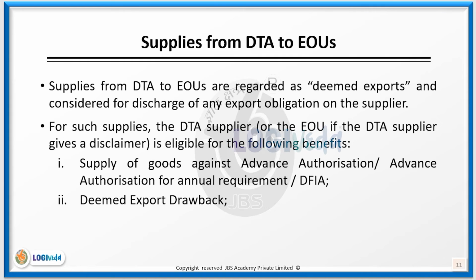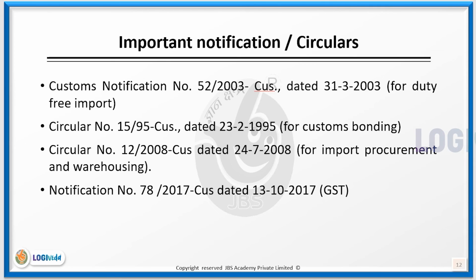EOUs can supply their goods to the DTA area, which is the domestic tariff area. Supplies from the domestic tariff area to an EOU are regarded as deemed exports and considered for discharge of any export obligation on the supplier. For such suppliers, DTA supplies can also be eligible. Supply of goods against advance authorization can also be possible. And exporters need to keep themselves updated on notifications according to import procurement, warehouse and customs bonding, and duty free import.